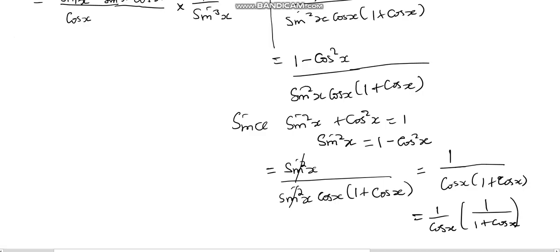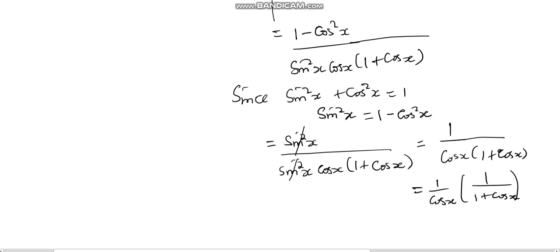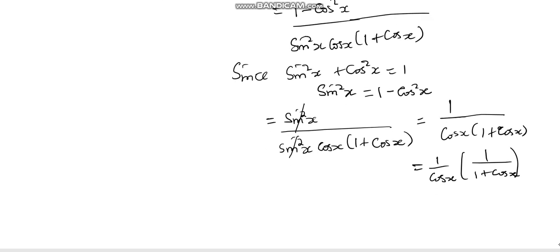We know that 1 over cos x is an identity, so this is simply equal to sec x divided by 1 plus cos x. If you look at this, this is equal to the right hand side that we're looking for. Therefore, we've proved this trigonometric identity. Okay, let's go to the next question.